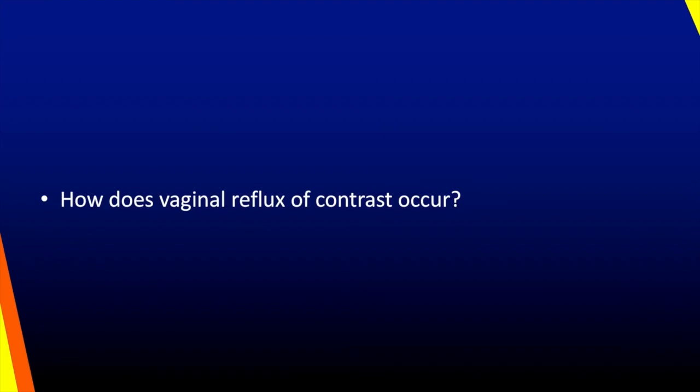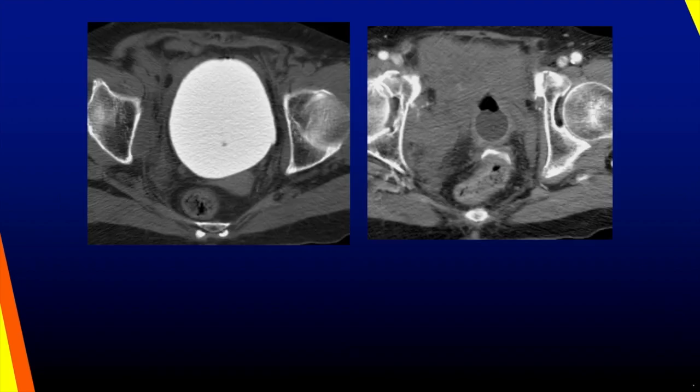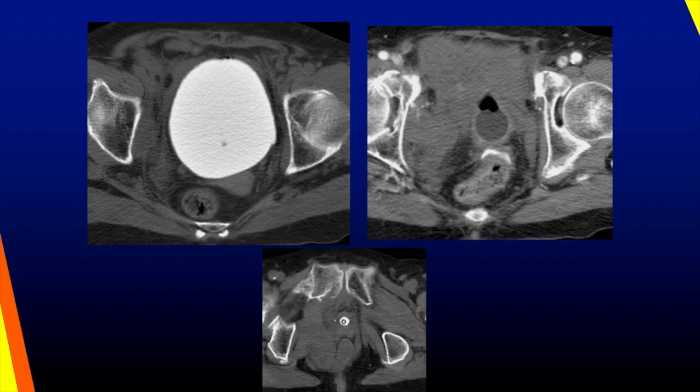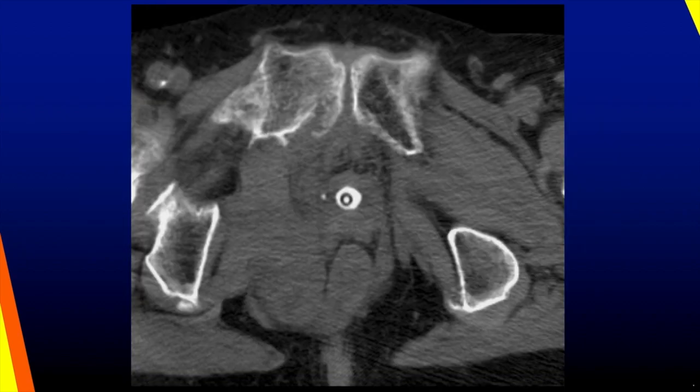So how does vaginal reflux of contrast occur? If we look at this distended bladder, and we see this contrast in the vagina on the right image, and now we'll focus in on the urethra and blow that image up. The black ring is the Foley catheter, and there's contrast in the lumen of it. But notice that there's also contrast that's refluxing around the Foley catheter, down the urethra, and that can drop back and reflux into the vagina.